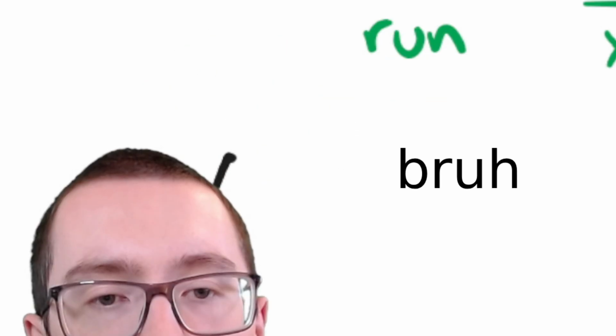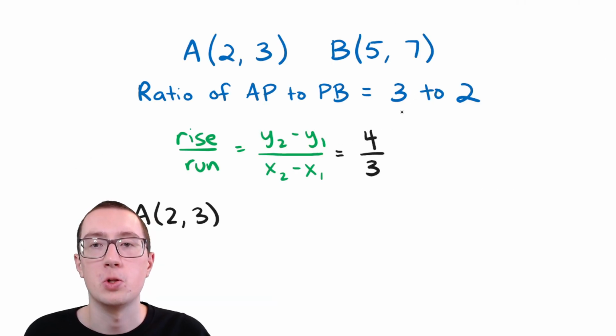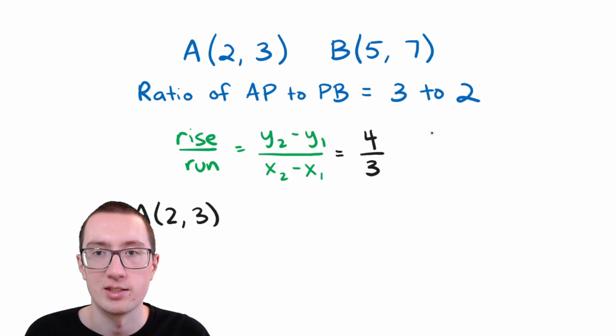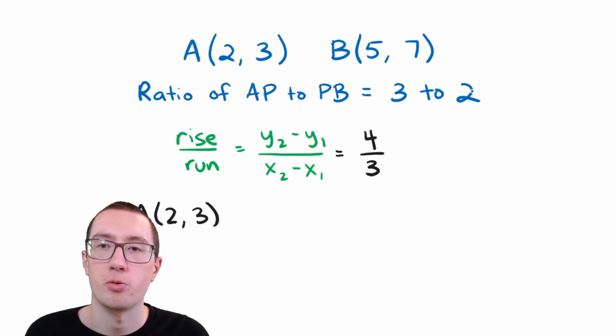Point A is (2, 3). And what we want to do is look at how many slices we're supposed to put between A and P. So remember that I said that we were splitting our line up into 5 slices. And the way that I know that is because 3 plus 2 is 5. A is supposed to get 3 slices and B is supposed to get 2 slices.